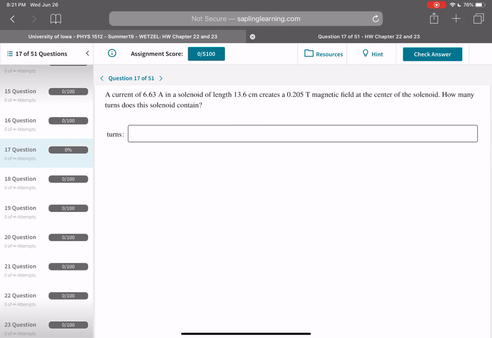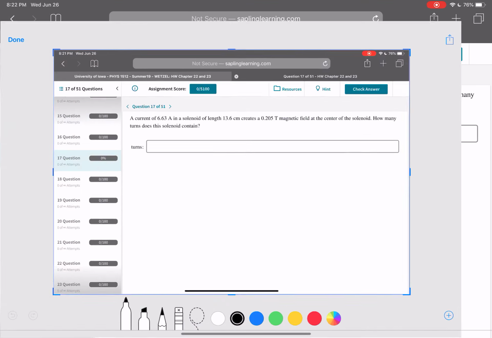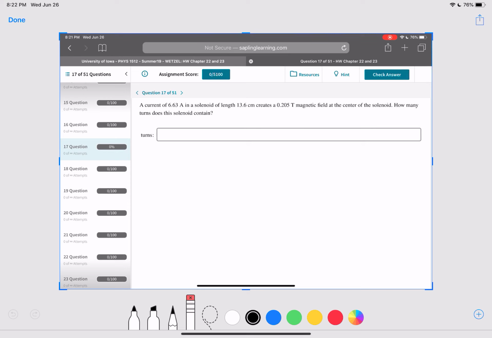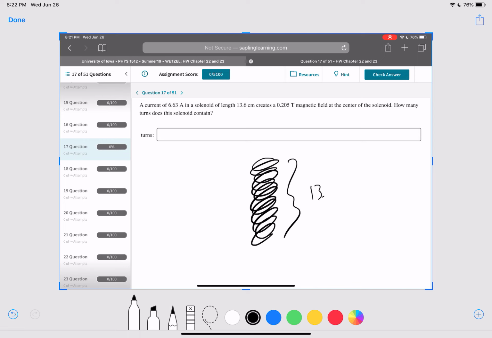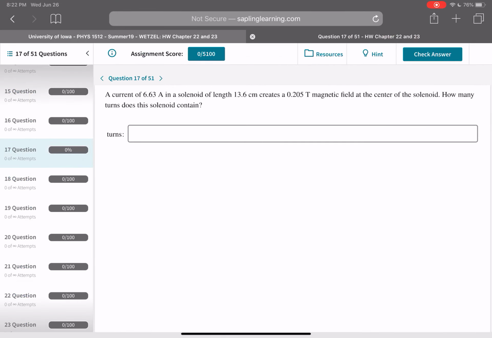So just so you understand, we've got a solenoid. A solenoid is just a continuous loop of wire like that. In this case, we've got 13.6 centimeters, and we've got n turns, so usually you need to do n over 13.6 centimeters, something like that, to get your density, and then plug that into your equation for a solenoid.